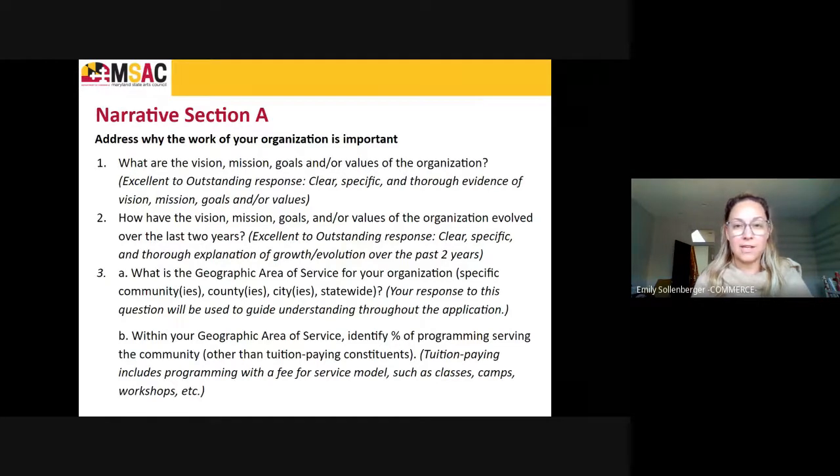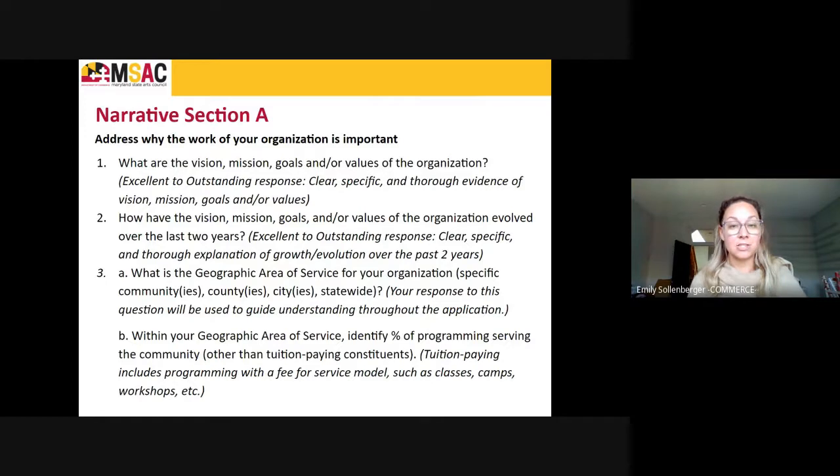So section A addresses why the work of your organization is important. The first question asks, what are the vision, mission, goals, and or values of your organization? And like I said, there's a rubric for each question. I've just listed the excellent to outstanding response, but the full rubric is in that document I just mentioned, and it's also built into the system. So when you're looking at your vision, mission, goals, and values for the organization, we're looking for clear, specific, and thorough evidence of that vision, mission, goals, and or values within the answer to get full points.